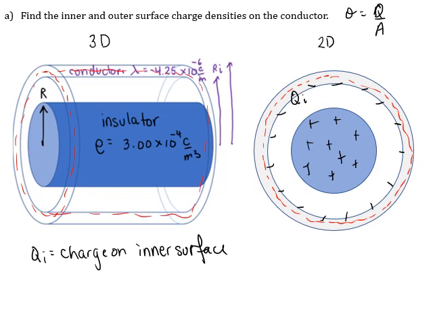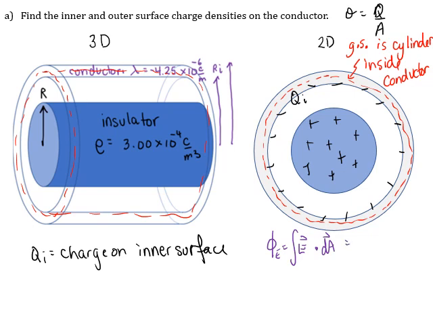Okay, so my Gaussian surface, I'm going to say GS for Gaussian surface, is a cylinder inside the conductor. And I'm picking it there because I know the electric field in a conductor is 0. So now that I've got that, I'm going to write down my Gauss's law expression. Gauss's law says the net electric flux through any surface, the electric field dotted with the area, is equal to the charge enclosed by the Gaussian surface divided by epsilon naught.